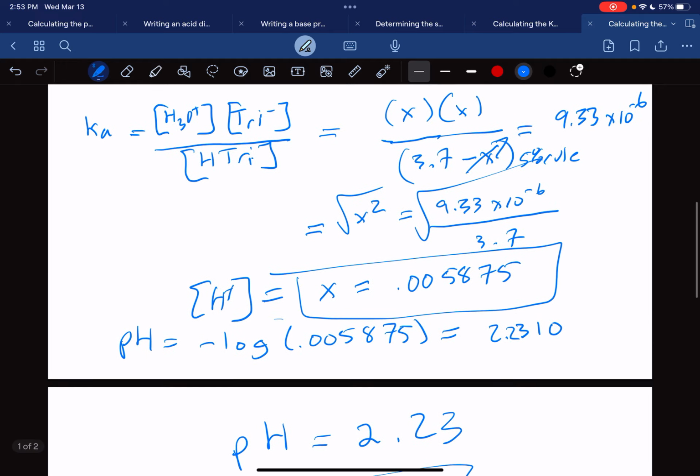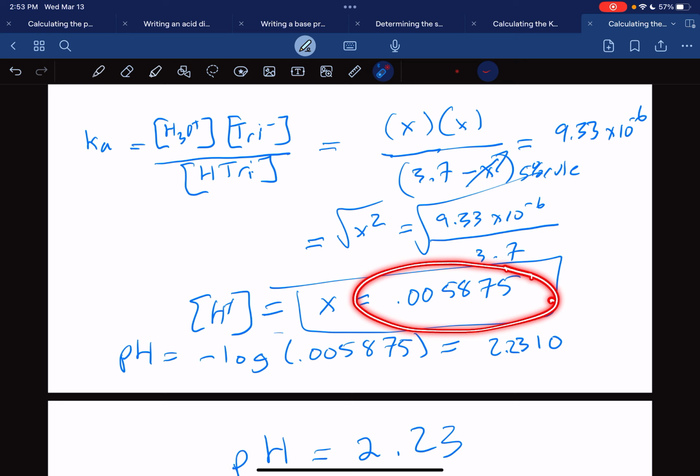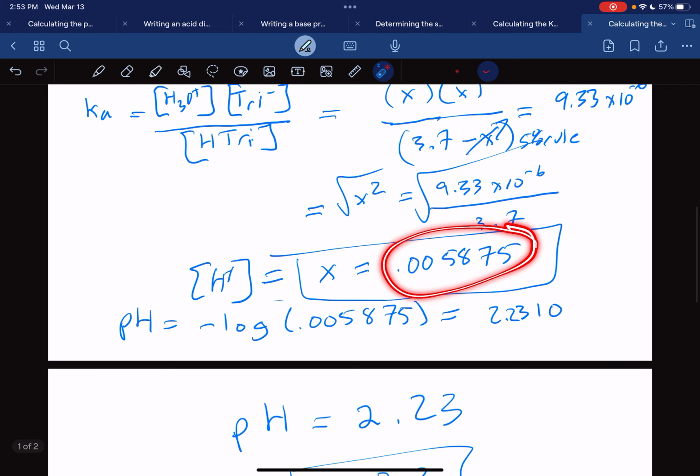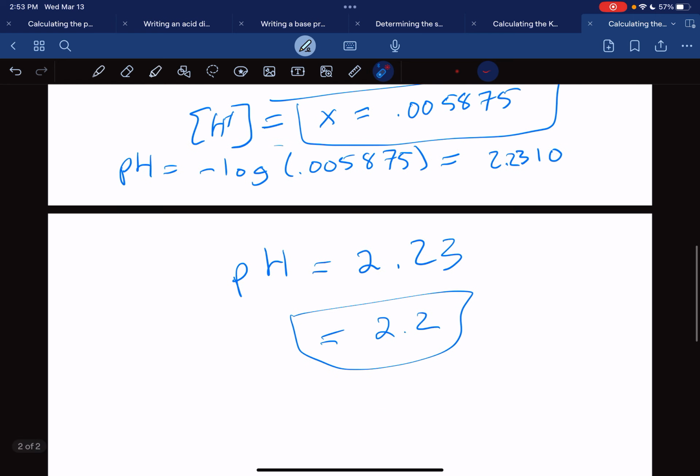Now, by the way, and this is one of the things that we check often, in order to figure out if this is really less than 5% of 3.7, we could actually take this 0.005857 and divide it by 3.7. And when we do that, we can multiply by 100, and we're going to see that that is way less than 5%. So our approximation was actually pretty good. Hopefully this has helped.